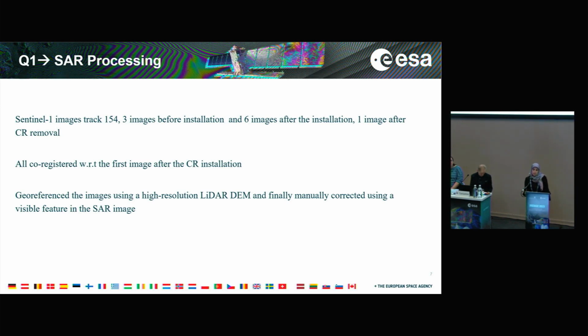Before looking at the SAR data, we did some processing steps. We downloaded Sentinel-1 images of track 154: 3 images before installation, 6 images after installation, and 1 image after removing the corner reflector from the tower. All of the images were co-registered with respect to the first image after the corner reflector installation, and all of them were geo-referenced using a high-resolution LiDAR DEM.